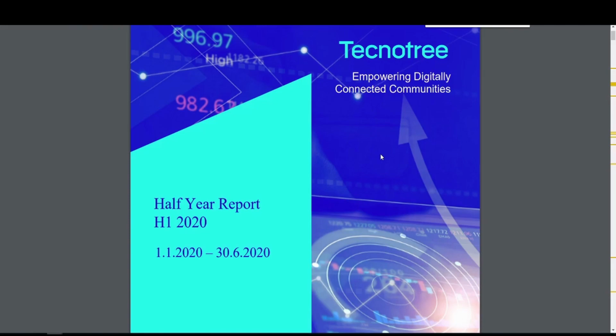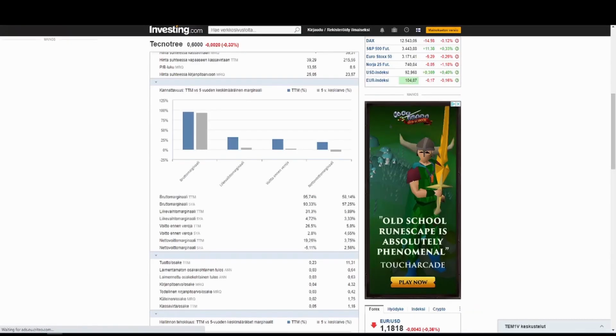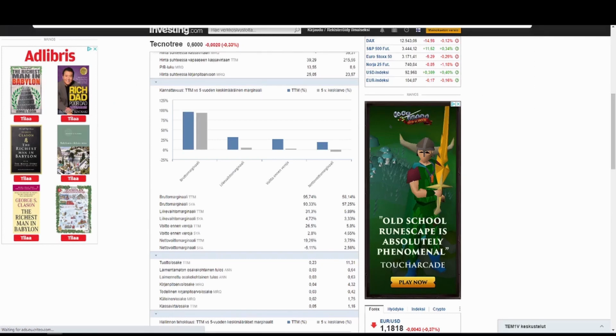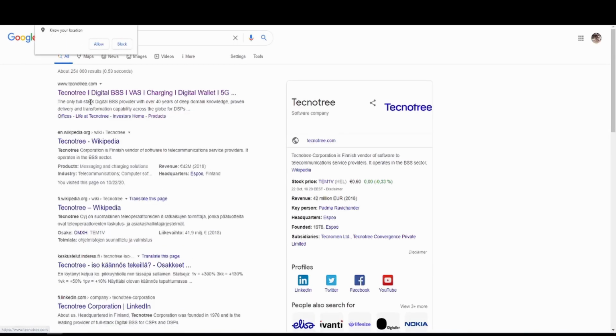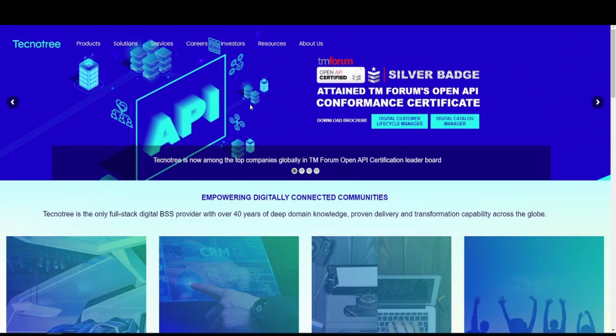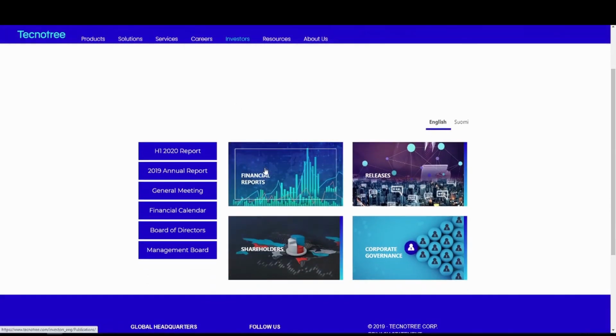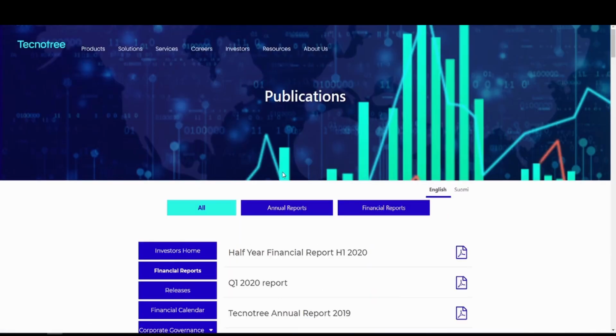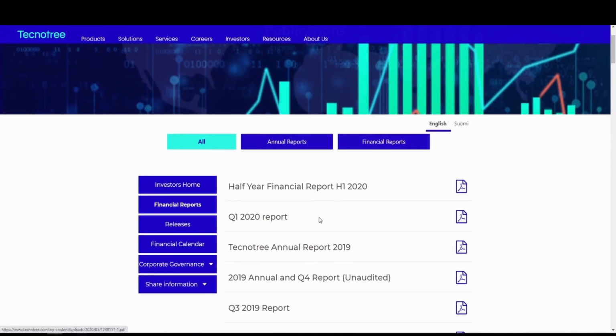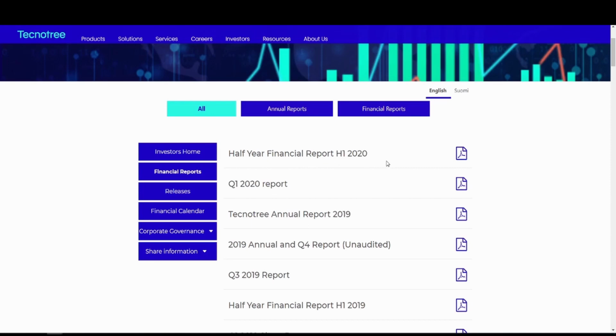That's why we picked this one. But you can find all of this information usually through the company's homepage. So you go to, in this instance, Tecnotree. You can put that into your Google search bar. Then you will find the company homepage right there. And then they usually have something called investors, which I'm sure you have seen on company homepages sometimes. They say for investors. And here, financial reports.